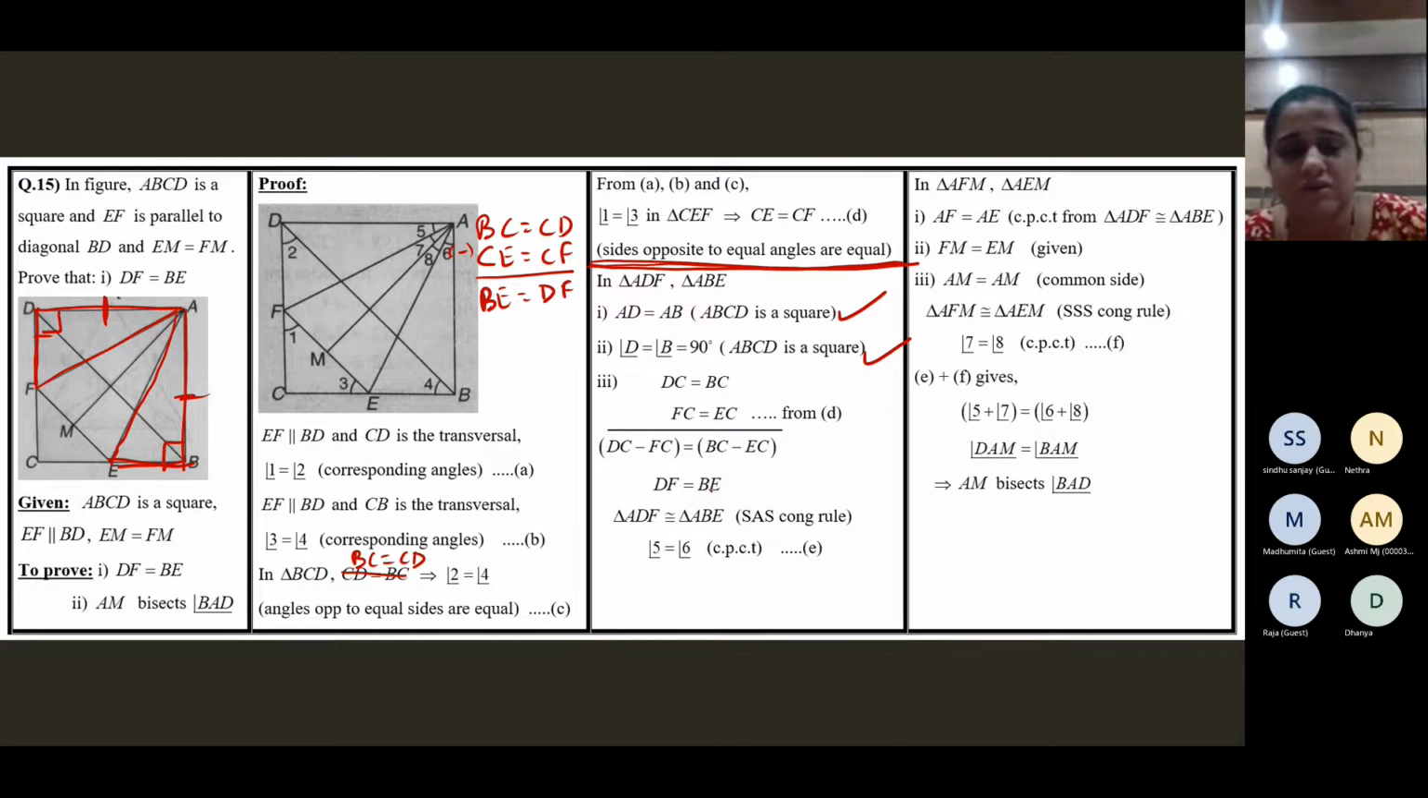What have I written? You have written something here. Don't write all this, children. Probably I was sleepy when I was doing this, so I've just made some mistake. Sorry, don't write all this. We have proved that DF is equal to BE, right? That's what you should write, because we already proved this. DF is equal to BE. That's the third information. This one is proved.